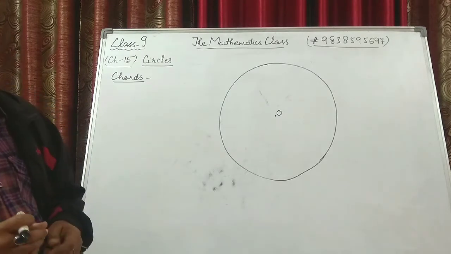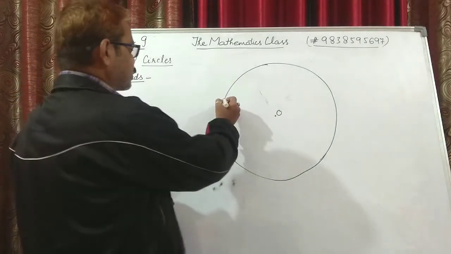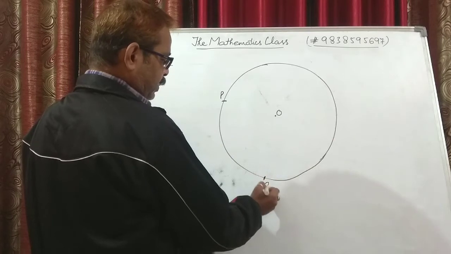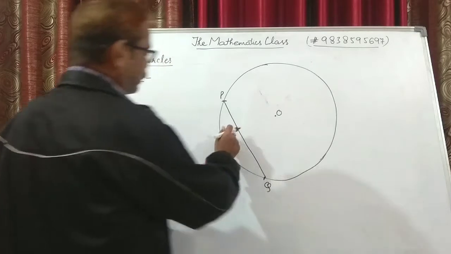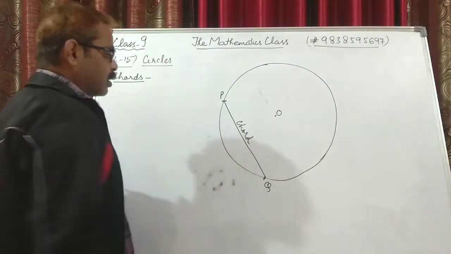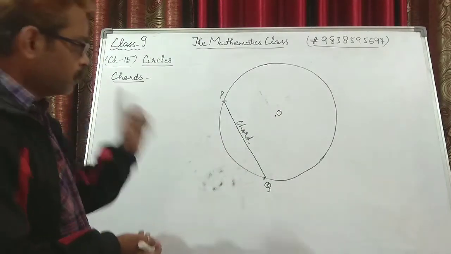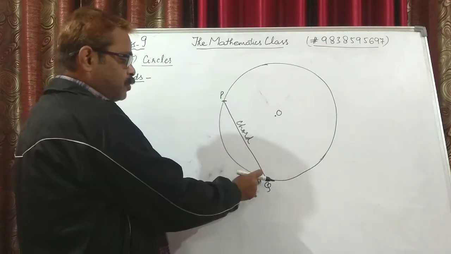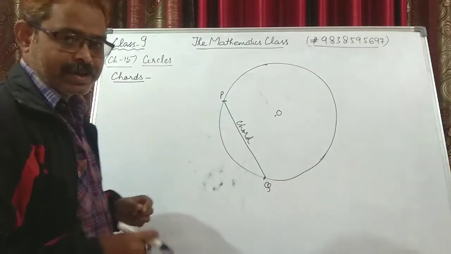A chord is a straight line which joins any 2 points on the circle. Suppose I take a point P over here and I take a point Q over here. So if I join PQ, this line is known as chord. Chord is a line segment which joins any 2 points on the circle. So I have taken 2 points P and Q and I have joined them. So this line is formed. This line will be known as chord.